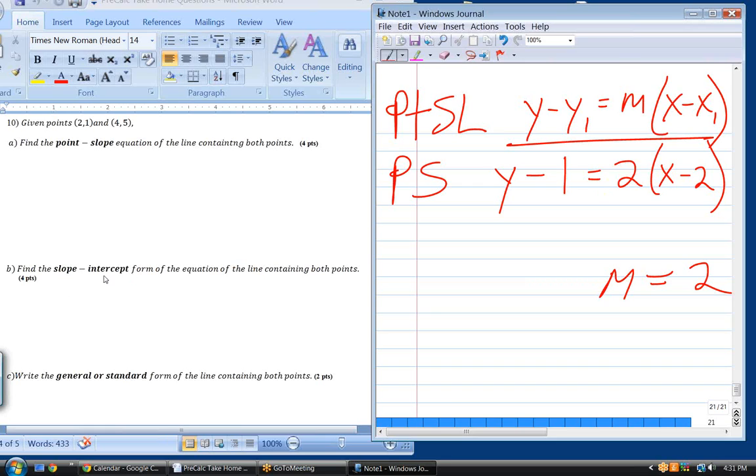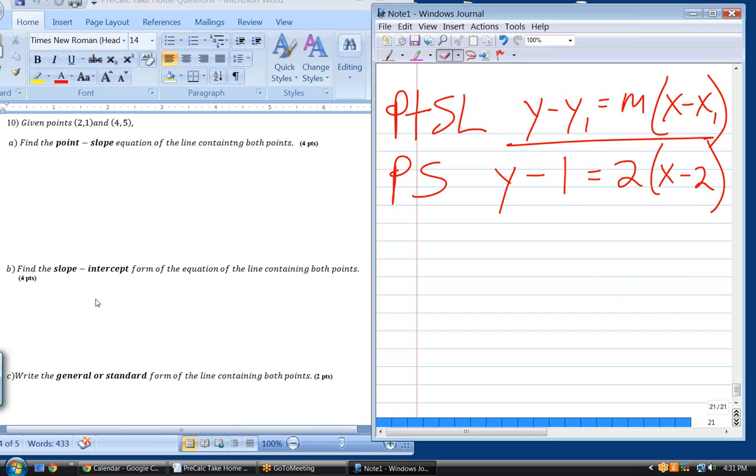Okay? And I could choose either of the points I would like. So it would still be okay if I were to use y minus 5 equals 2 times x minus 4. Yes and no. I wouldn't do that. I would leave it in this format. This is point slope format.